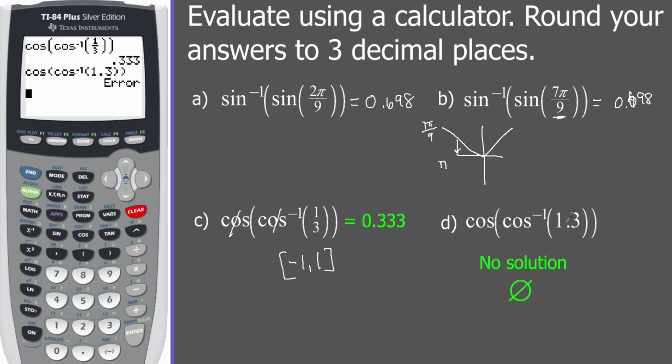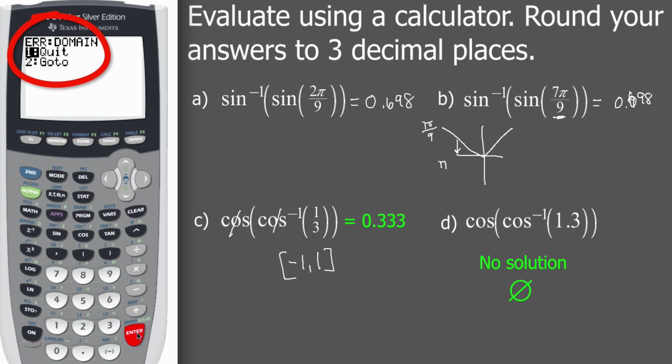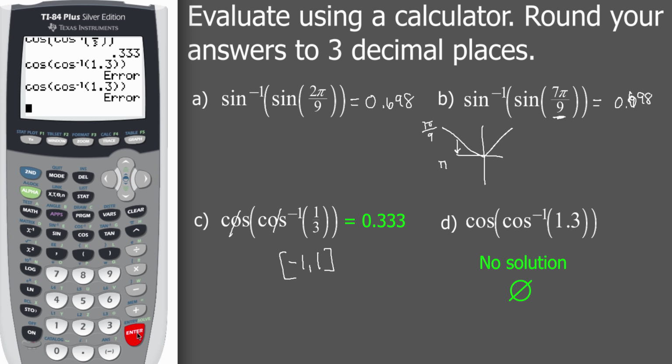Now over here, for cosine of arc cosine of 1.3, 1.3 is definitely not within that domain restriction of negative 1 to 1 for this problem. So you could probably just know that, and you wouldn't even have to do that, but when you do that on your calculator, it will actually give you this error. When you type it in, you'll see there's domain at the top, and you'll have these two options to quit or go to it. So the calculator does do it correctly, in that it gives you an error because, as you can tell, 1.3 is definitely outside of that range of negative 1 to 1.